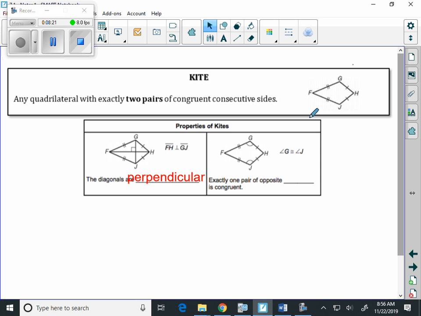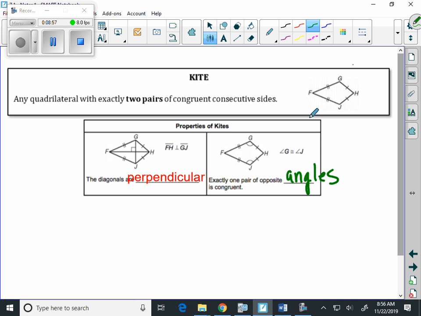It would be like the wooden sticks in a kite, and I don't know if they still make them, it's probably plastic now. It's the skeleton backbone of a kite. Those are the diagonals, and they're perpendicular. The other information that we need to know about kites is that there's one pair of opposite angles. In this case, angle G is congruent to angle J.